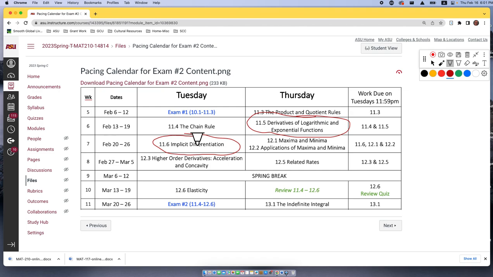And the cool part, I think it's cool, is the related rates is really just an application of the implicit differentiation. So again, not a new way of doing the derivative, just having multiple variables. So we'll have those together.